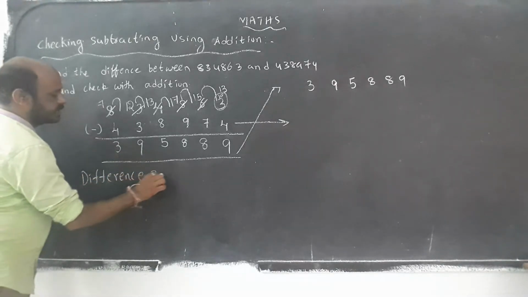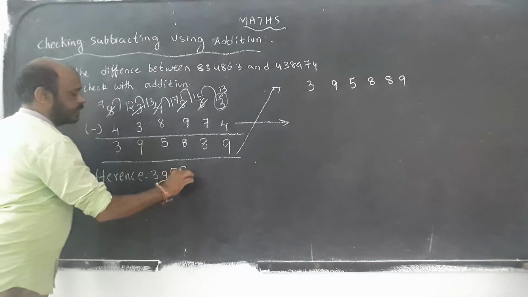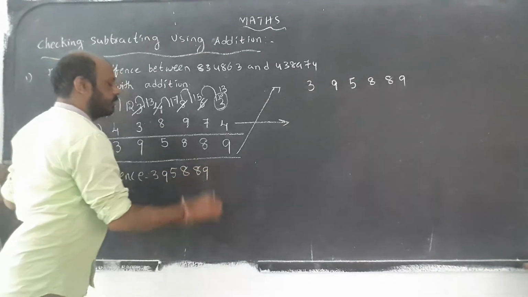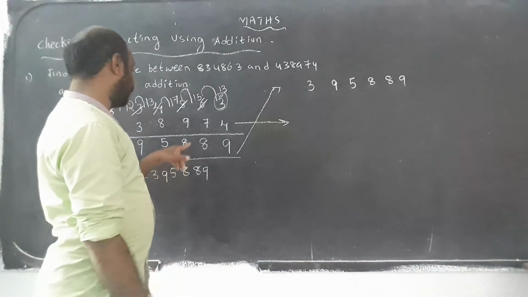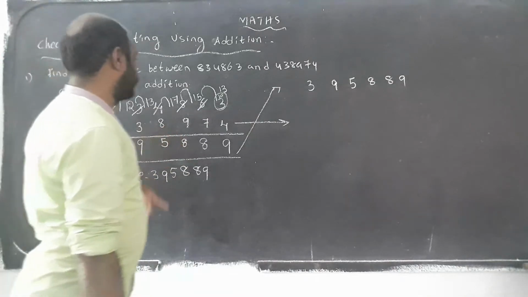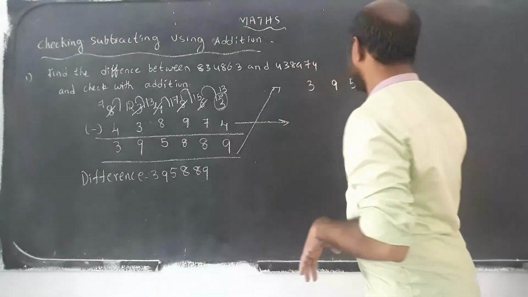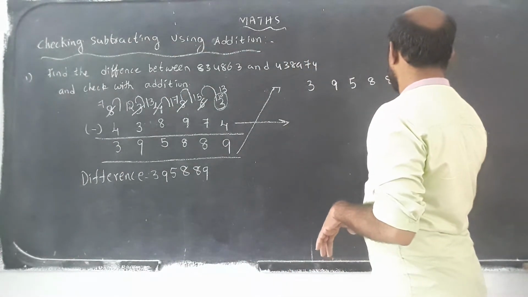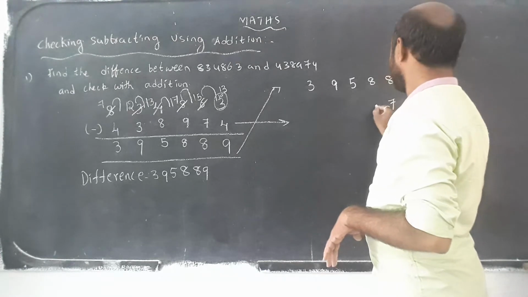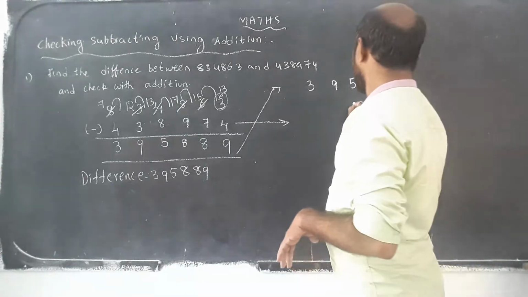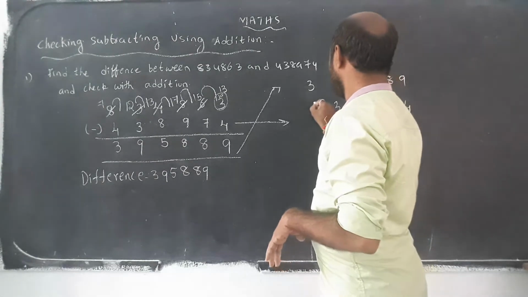Difference, 3,95,889. Then we can write here the number which is there: 7,47,983,4.